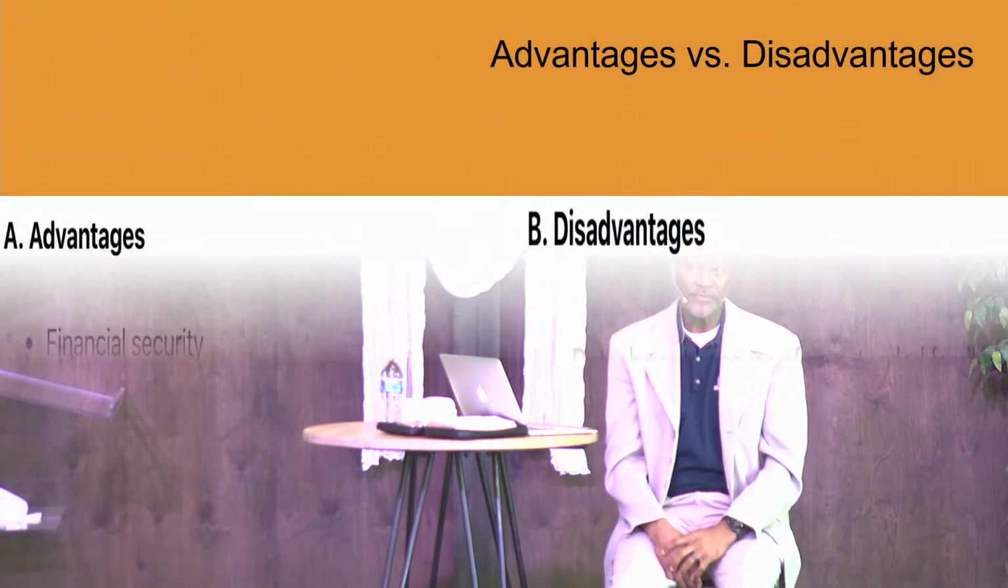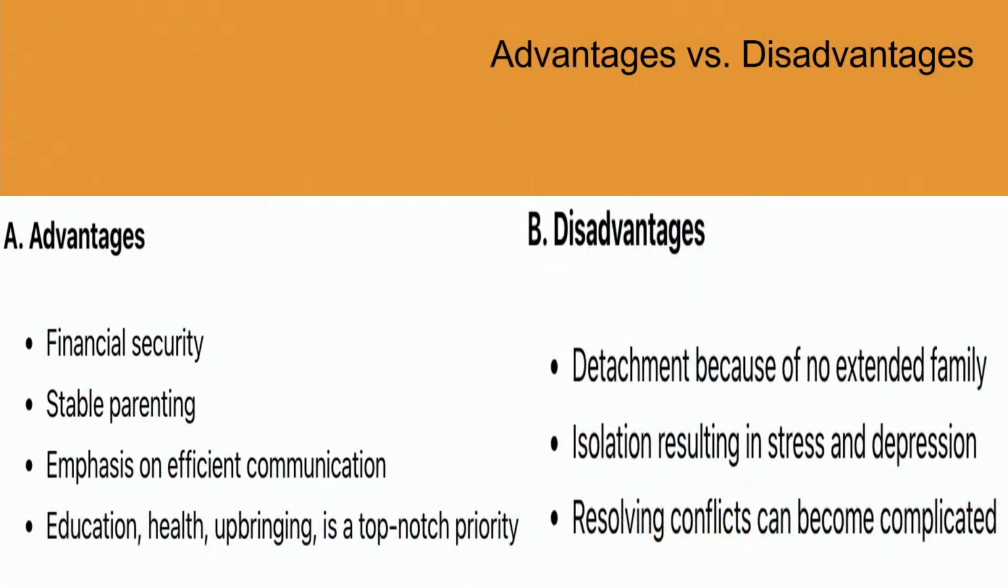Another disadvantage, isolation resulting in stress and depression. How can that be seen, or how has that been seen, or do you even see that as a disadvantage? It's the second point, isolation resulting in stress and depression. So remember, you've got this family unit, mama, daddy, children, but they're isolated. And that isolation, that separation, results in stress and depression. Do you even see that as a disadvantage? Because it happens among our families.